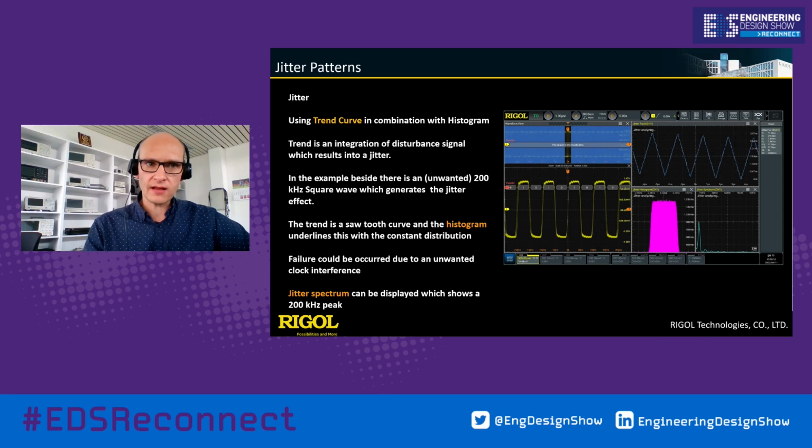With the frequency analysis of the jitter signal, we can see that we have a 200 kilohertz square wave, which is the problem for our jitter. Therefore, you now have a chance to analyze where the 200 kilohertz unwanted disturbance is coming from, and you can stop it and find the solution on your PCB board.